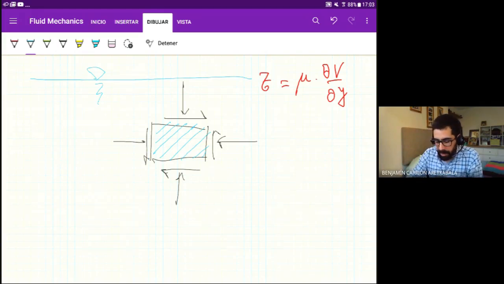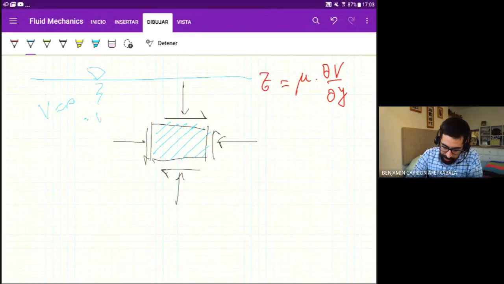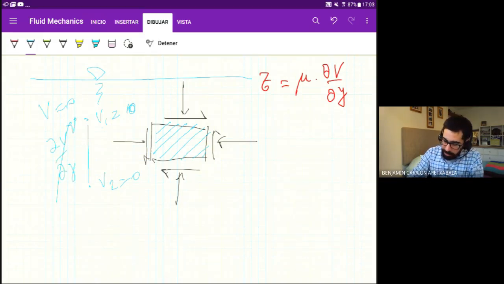So if we have a fluid at rest, then we have velocities which must be zero in all directions. Velocity in the lateral and in the vertical has to be zero. And if velocities are zero, the gradient is also zero. So if velocity here is zero, so let's say this is v1, this is zero, and this is v2, and it's also zero. Then the gradient here, dv over dy, is also zero, right? So this is zero. And if this is zero, then tau is zero, right?